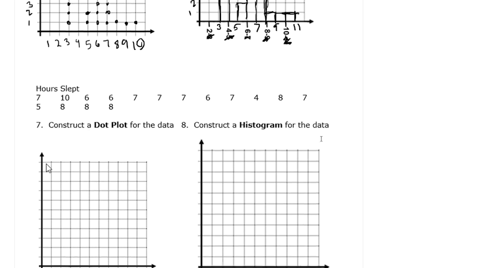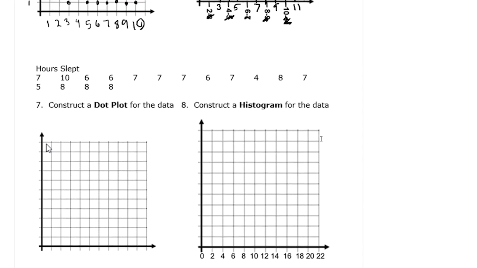All right, and let's take a look at this one. We're going to construct a dot plot for the set from the number of hours slept. We're going to look at our minimum, and then we're going to look at our maximum. Our minimum looks to be 4, and our max is 10. So we're going to set 1, 2, 3, 4, 5, 6, 7, 8, 9, and 10. And then we're going to number these over here so we can get an accurate count. So our minimum is 4. We're going to go down here to 4. How many 4s do I have? 1.